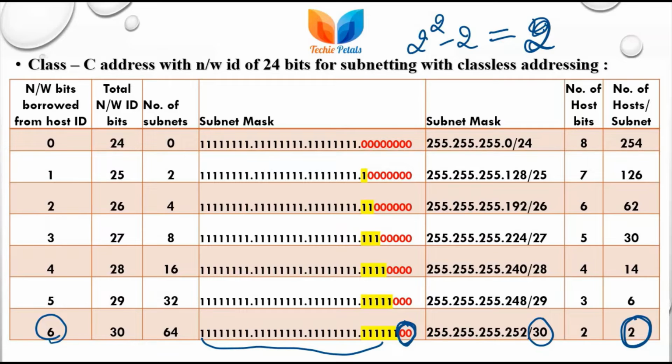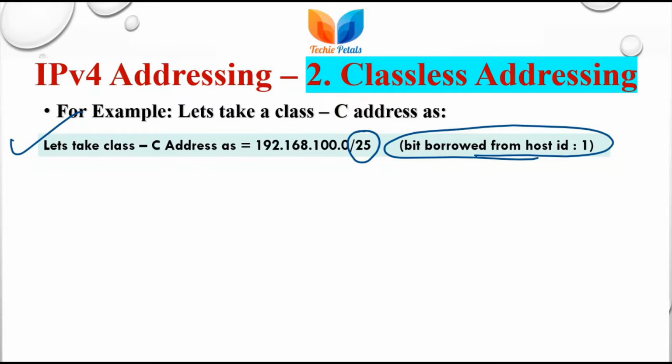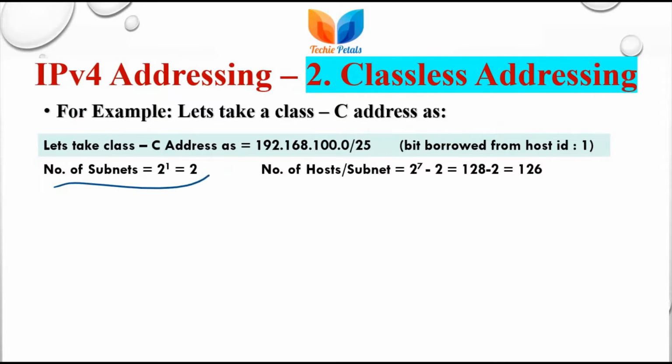Next we will be taking an example that we will be implementing with the Cisco Packet Tracer tool. So you have to listen carefully and try to understand it so that you can easily implement it with the Cisco Packet Tracer tool. For this we are taking a class C address example where we are taking only 1 bit from the host ID. In this case the total number of bits to represent network ID will be 25, and the total number of subnets, as we have already covered, is 2. Number of hosts is 126, 128 minus 2, 126.